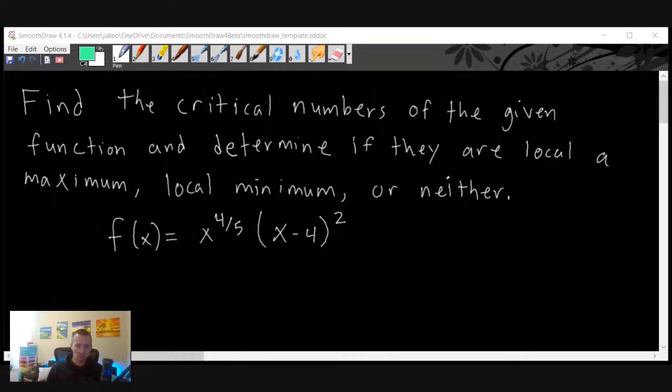But I got 3 problems prepared for you, so we'll go ahead and get going on those and see how we do. So this is the first problem we have here. We're going to go over this one.